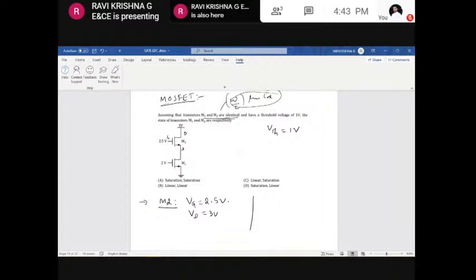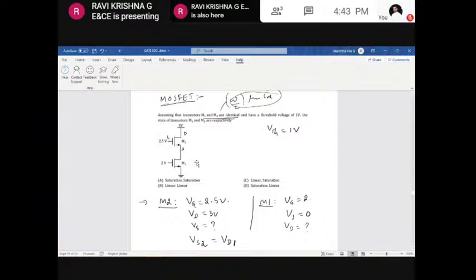Now if I consider the transistor M1, the gate voltage is 2 volts. Here we don't know the drain voltage, and we don't know the source voltage. But the source voltage of the transistor M2 is equal to the drain voltage of the transistor M1. That is why I am writing this: VS2 is equal to VD1.